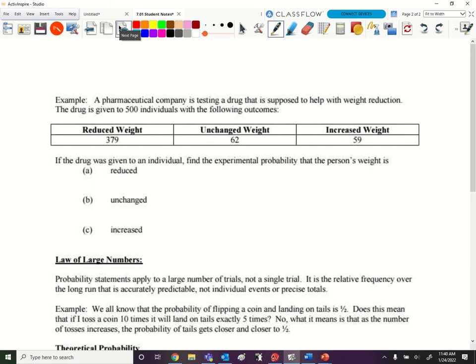So example, a pharmaceutical company is testing a drug that is supposed to help with weight reduction. The drug is given to 500 individuals. The following outcomes: 379 reduced weight, 62 unchanged, 59 increased weight. So if the drug was given to an individual, find the experimental probability of the person's weight being reduced. So I go to the value that is referring to the reduced.